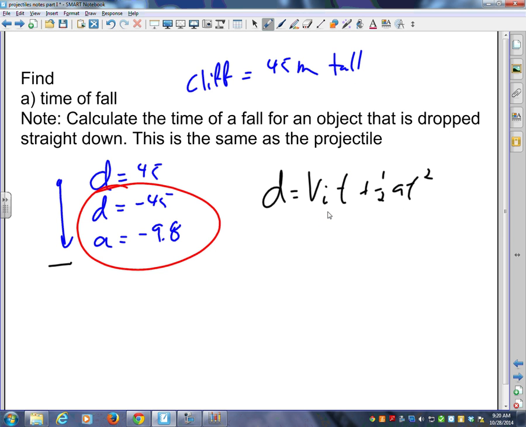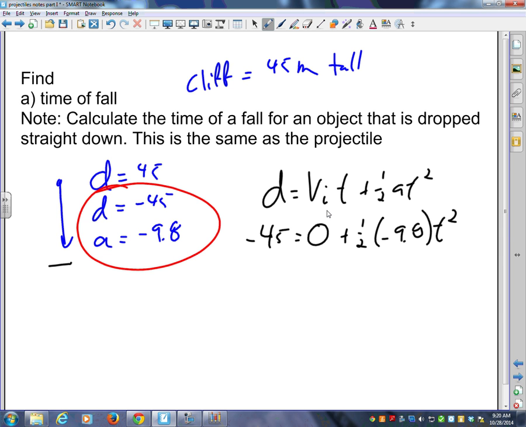Which one do I use right there in VI? Right you are, Chris. 0. Why? Because this whole question is about vertical. How long does it take to fall a distance of minus 45? So I am dealing with vertical stuff. Minus 45 is equal to 0 plus 1/2 of minus 9.8 t squared.